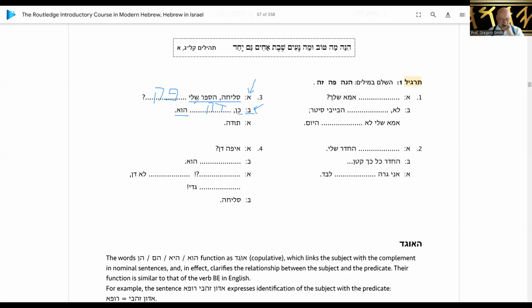Yes, this is it. Or it could be, you can't use hine there, and you can't use, of course, the question is the word sefer, is it masculine or feminine? So that'll determine whether you're using zeh or zot. Okay, it's definitely not hine, because this is not the beginning of a sentence, so I think it's going to be po and zeh.